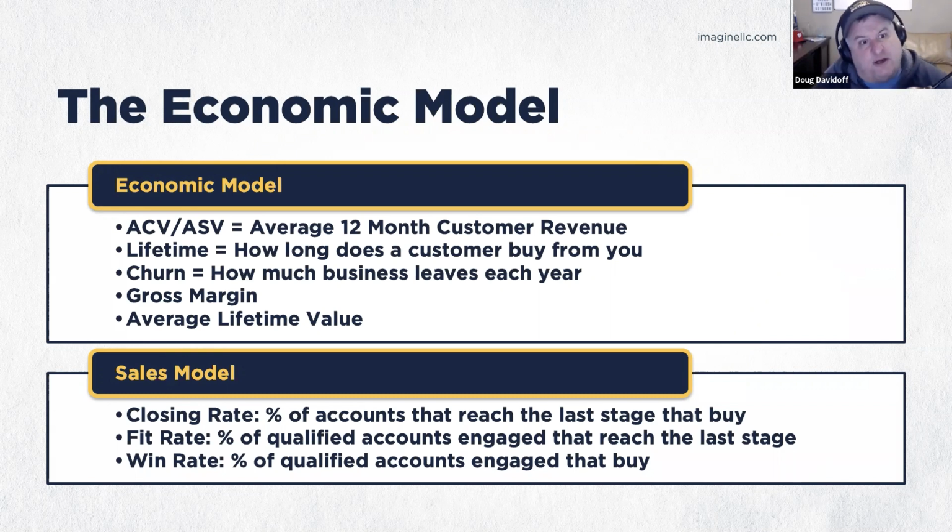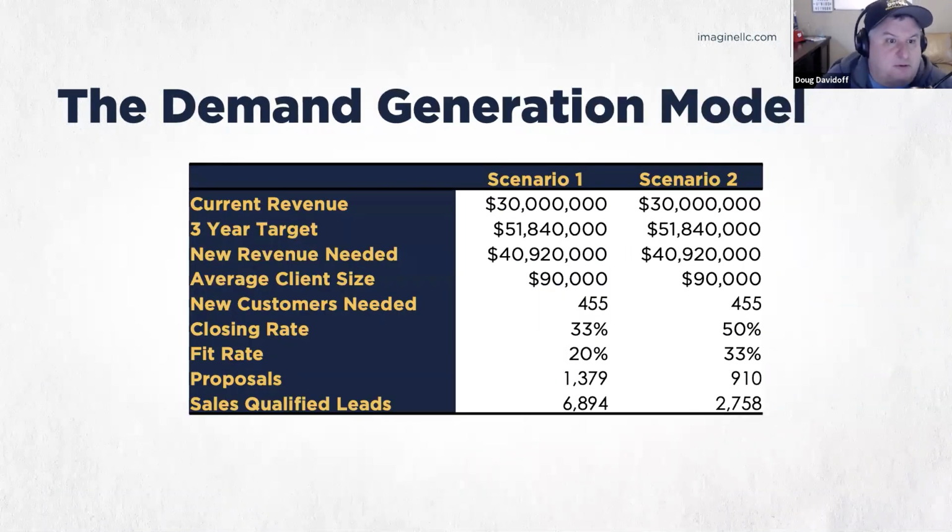When those numbers are clear, you can then build out a demand generation model. So in this case, there's a company that's $30 million. Their 3-year target is $51 million. And so they need to generate $41 million of new business. The reason they need to generate $41 million of new business in this situation is because of their churn, right? This is actually an industrial company. They tend to buy, they don't buy year after year after year. So the average lifetime is fairly low.